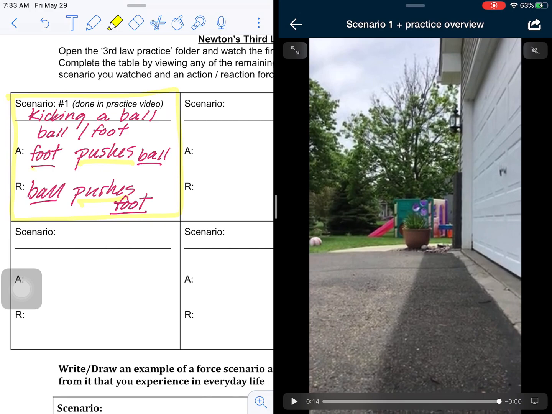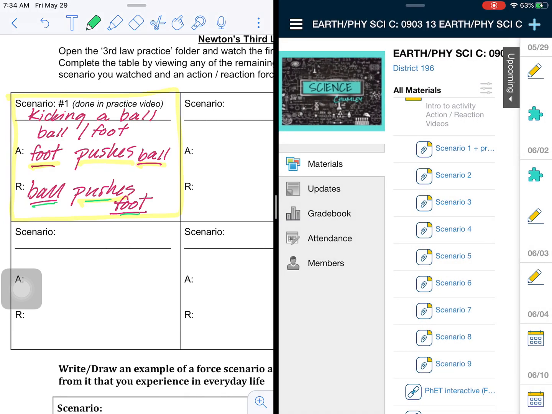But regardless, every time you're always going to have the two objects that are in contact with each other, right? And their force interaction. And remember, these can really go either way. So if you watch this and you said your action was ball pushes foot, and that was your first statement, totally fine. It does not matter which is first and which is second. So again, there's several different scenarios here.